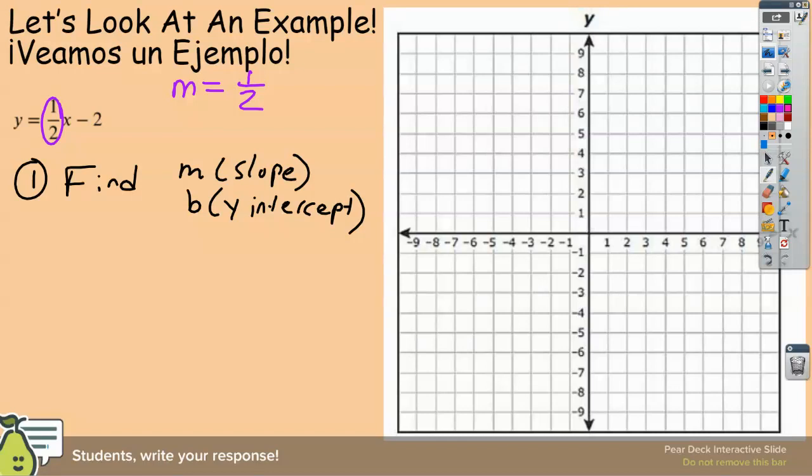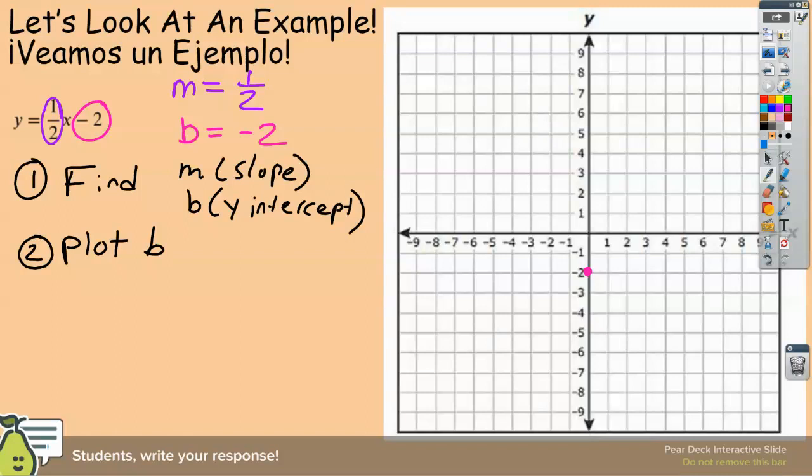Our b, our y-intercept, is whatever number is the other number in that equation that's not touching the x, sign and all. So it is a -2. Now, we're going to plot b. If it's a -2, it means on the y-axis it's going to go on the -2 point. If it was a +2, it would have gone on the +2, but it is a -2, so it's going to go there.